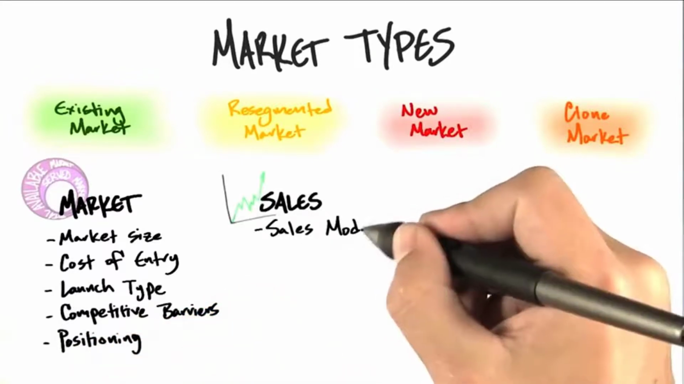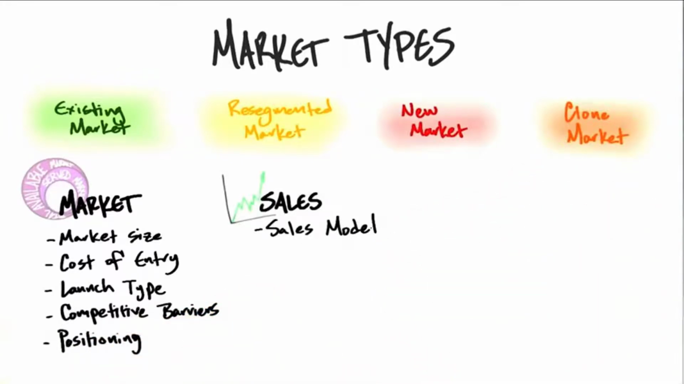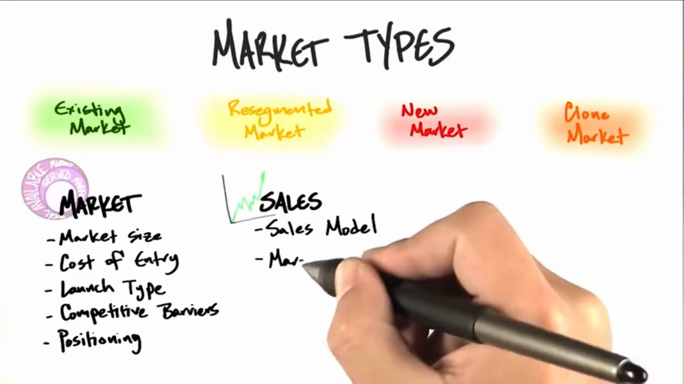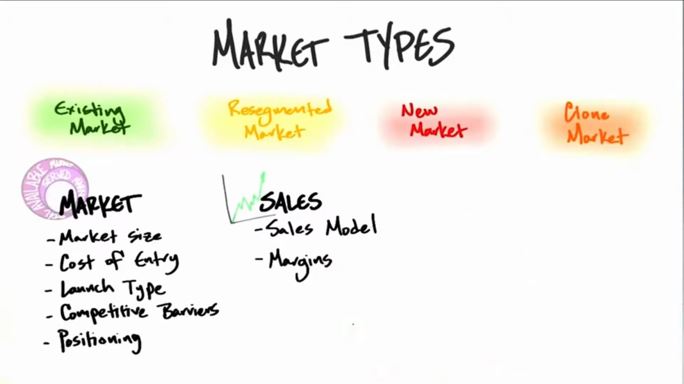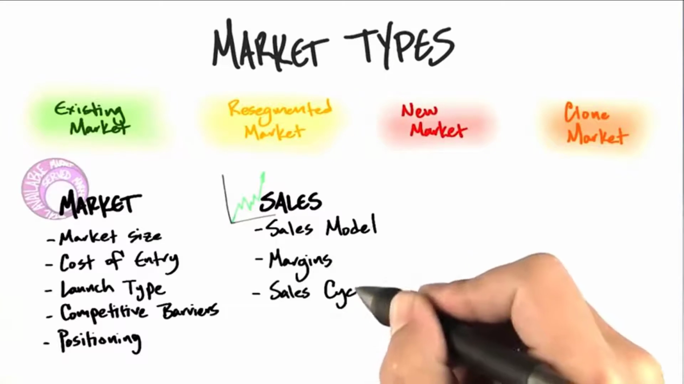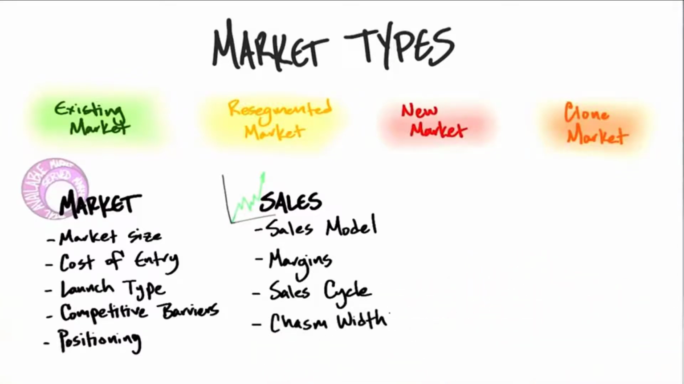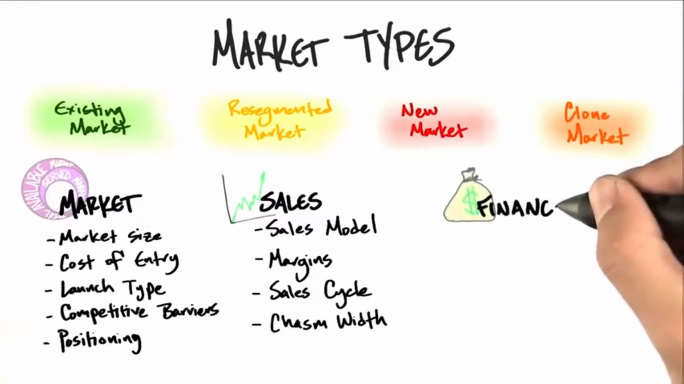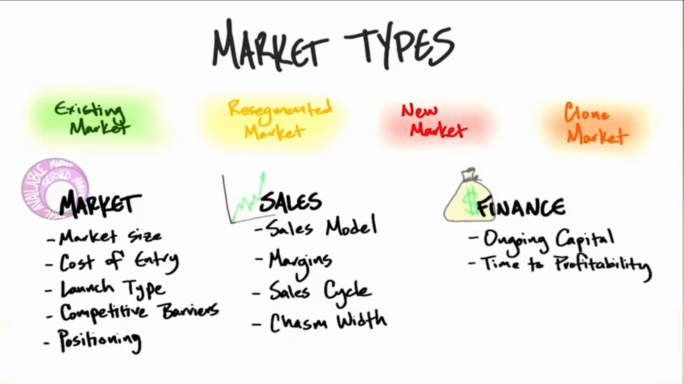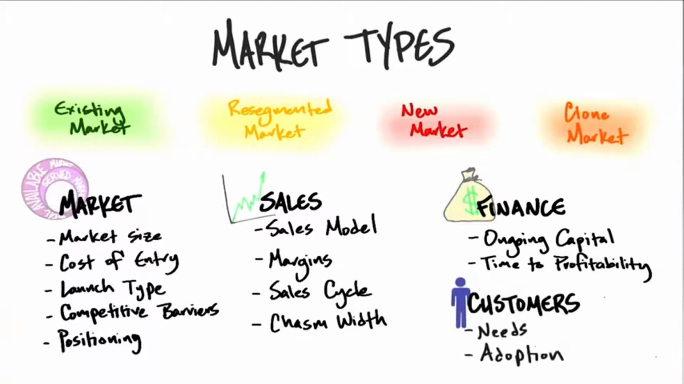It affects your sales model. Are you going to hire direct sales? When do you hire them? What kind of margins you should have, or the profit? How long it takes, that is the sales cycle, and something called the chasm width, which we'll take a look at in a second. It also affects how much money you're going to need to raise, and how long it takes to get to profitability. And then finally, it affects the types of customers and what their needs are and how long it takes to adopt.